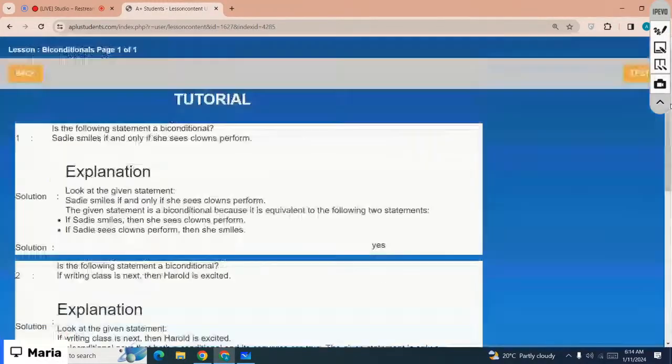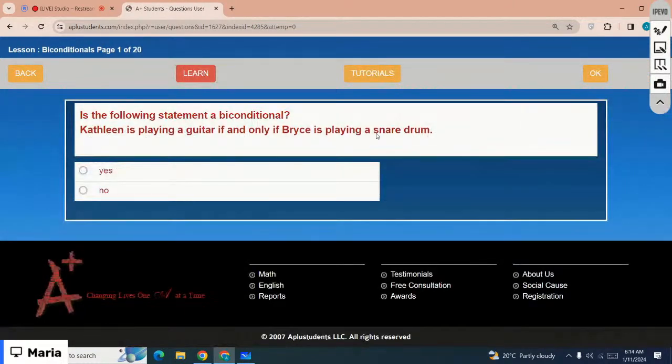Let's start with the test questions. Is the following statement a biconditional? Kathleen is playing a guitar if and only if Brace is playing a snare drum. Which is the correct option? The correct option is yes, it is a biconditional. How? Because if Kathleen is playing guitar, that means Brace is playing a snare drum.